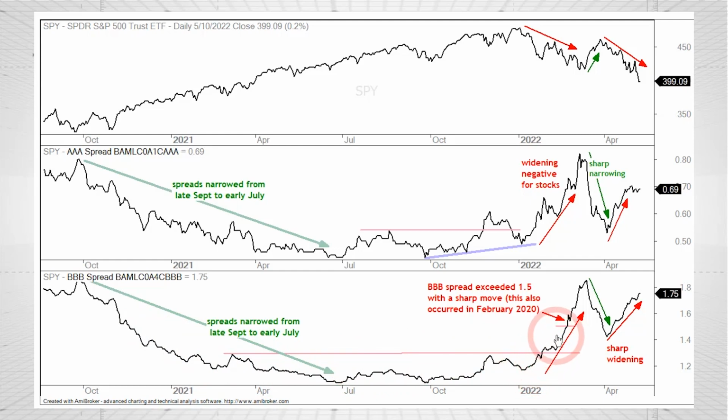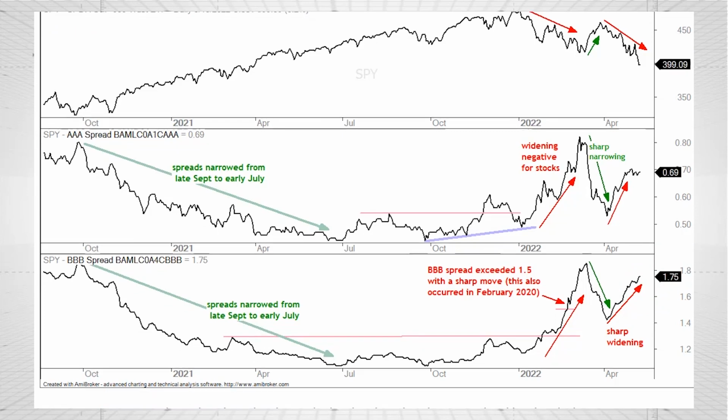And then we started to see the widening in 2022. And that's when the bond market was demanding more premium over U.S. Treasuries to hold bonds of a lower quality, basically. And then we had that sharp narrowing with the rally in stocks in March. But look at this sharp widening we're getting now again, and that is bearish.